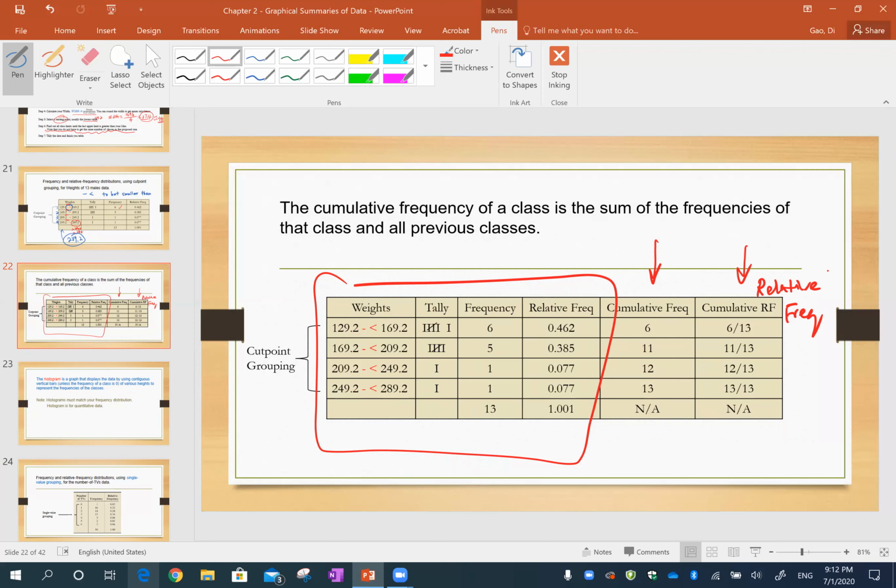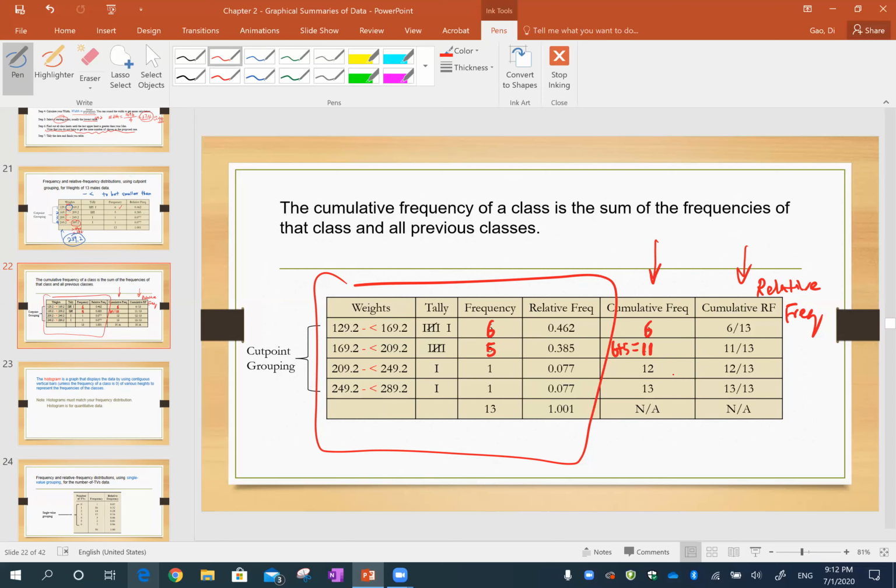So for the first class, we have a frequency of 6. Then we have a cumulative frequency equal to 6 as well, because up to this first class, we have only 6 numbers. And now if we look at the second class, we have a count of 5. So cumulative frequency means up to the second class, how many values we have. We have 6 for the first class, 5 for the second class, so 6 plus 5 equals 11. So the cumulative frequency up to the second one is 11.